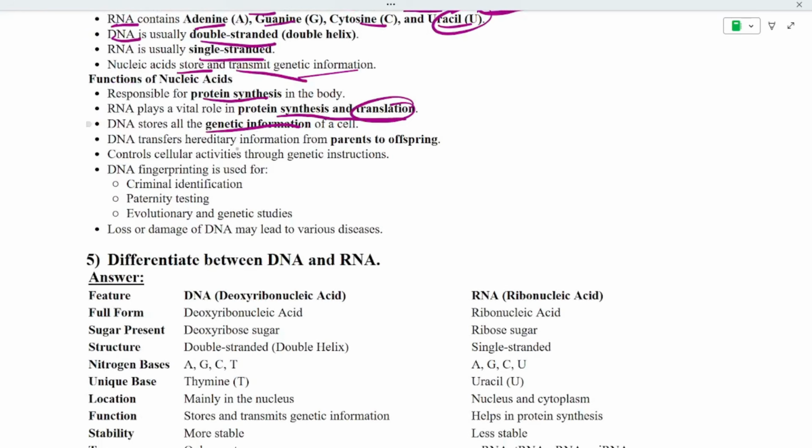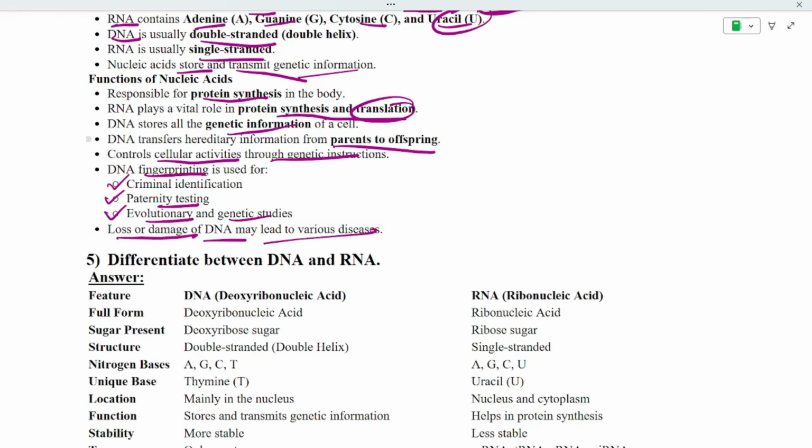DNA stores the genetic information of the cell. Next, it carries the hereditary information from parent to offspring, and controls the cellular activities through genetic instructions. DNA fingerprinting is used for criminal identification in some cases, for paternity testing, and for evolution and genetic studies also. Loss or damage of DNA may lead to various diseases.